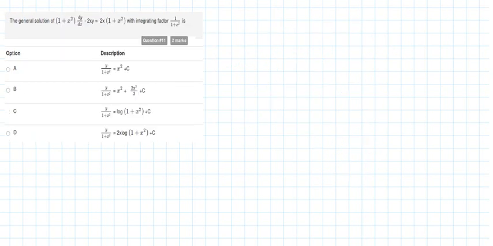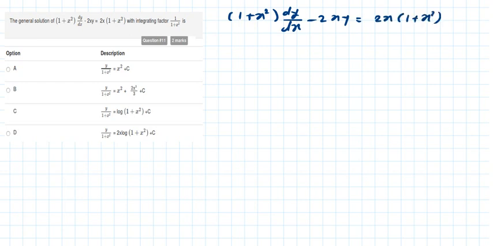Next one, the general solution of this given differential equation with integrating factor. Let's write the example first. 1 plus x square dy by dx minus 2xy equal to 2x 1 plus x square, with integrating factor. The integrating factor is given as 1 upon 1 plus x square. So we need to find its general solution.